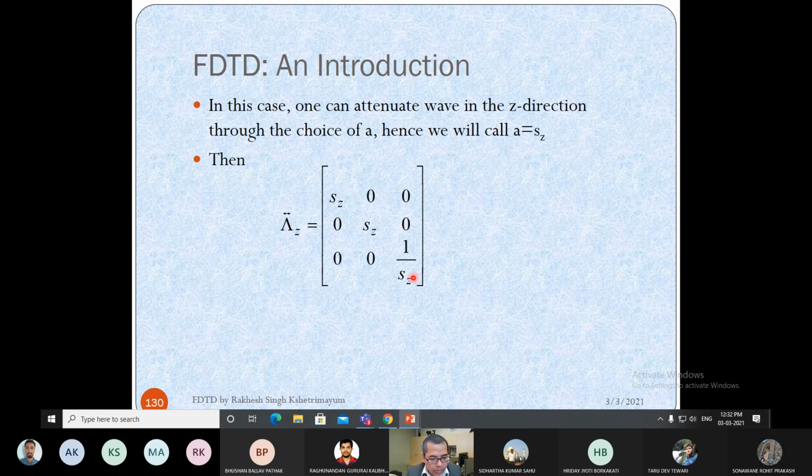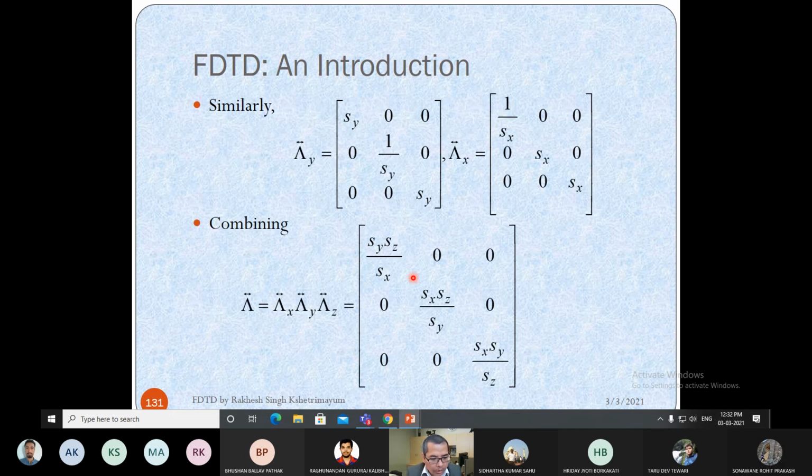Let's say if I want to attenuate the wave along the x and y directions, I can also take this lambda matrix, or lambda tensor, in the form Sy, 1 by Sy, Sy. So for the wave to be attenuated along the y-axis, I can take a similar value. You can do a similar derivation: Sy, 1 by Sy, Sy, and lambda x as 1 by Sx, Sx, Sx. If I take lambda x, lambda y, and lambda z like this, I will be able to attenuate the wave along the x, y, and z directions.